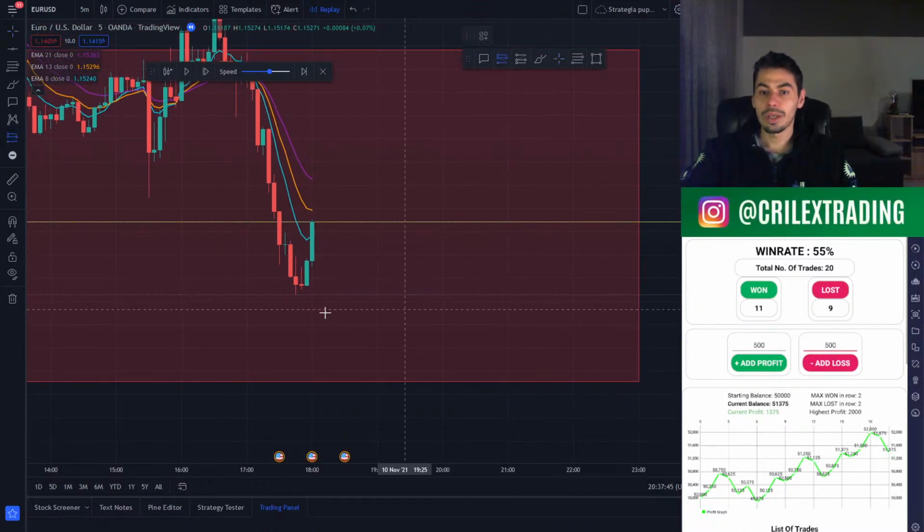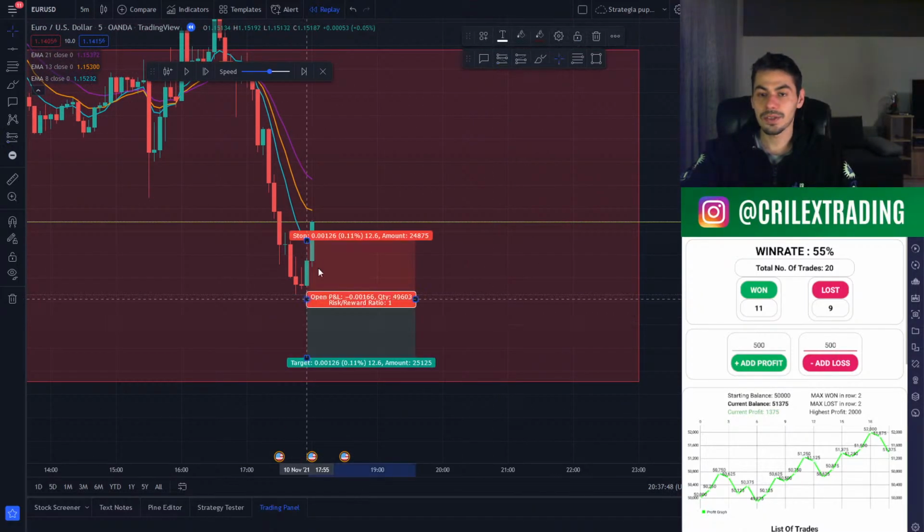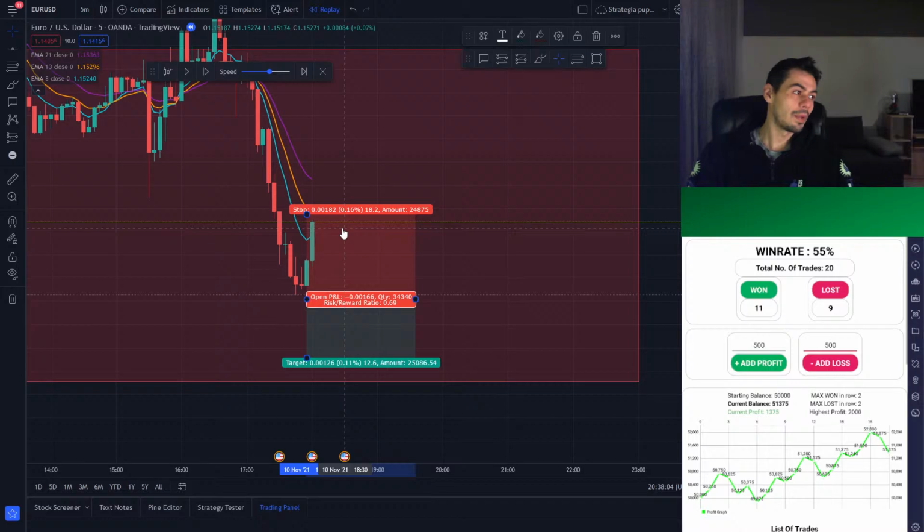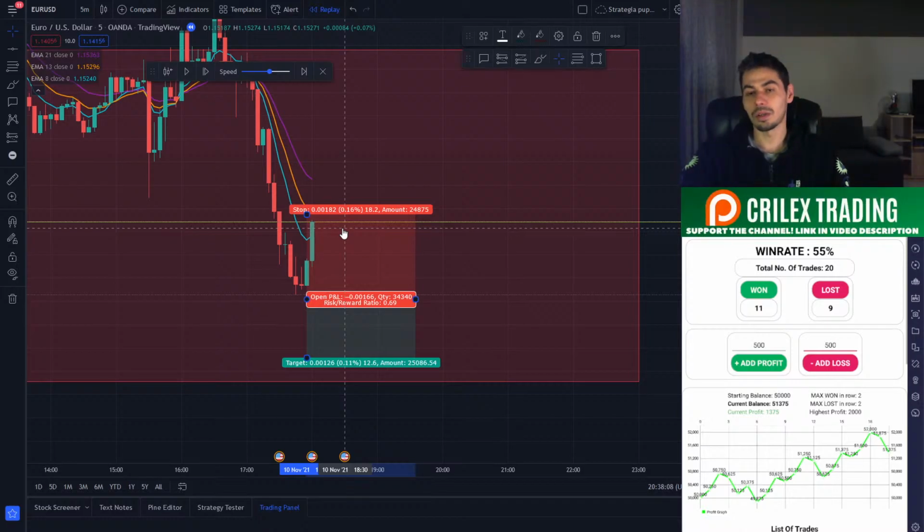Okay, now we have this pending position. If it gets triggered, the stop loss is way too big. As I said in the previous minutes, as a rule of thumb, we just use a maximum stop loss of 150 points, so that's not the case.